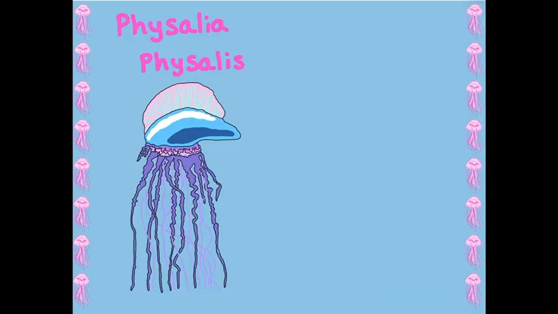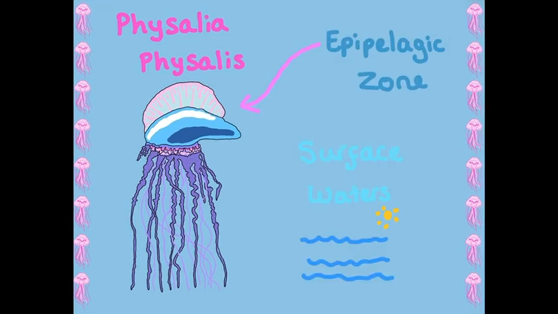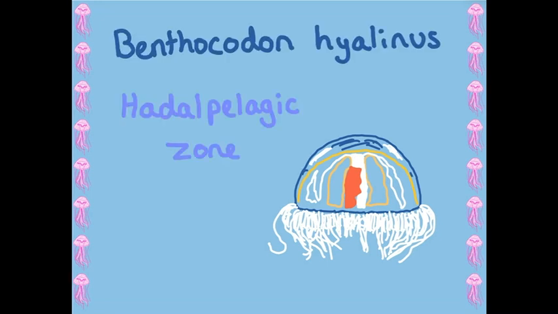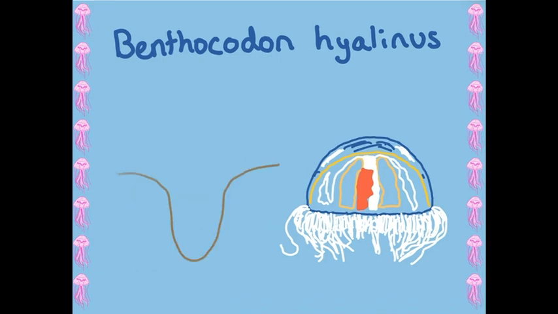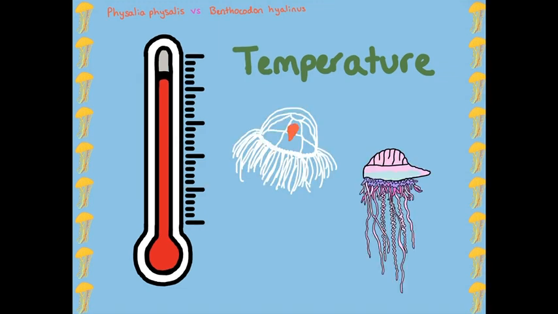Physalia physalis are found in the epipelagic zone and prefer open ocean surface waters. Benthicodon hyalinus are found in the hadal pelagic zone and inhabit the deepest parts of the ocean, including trenches, seamounts, and abyssal plains. Let's begin by comparing how temperature influences the distribution of Physalia physalis and Benthicodon hyalinus.